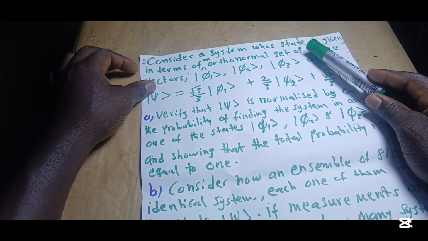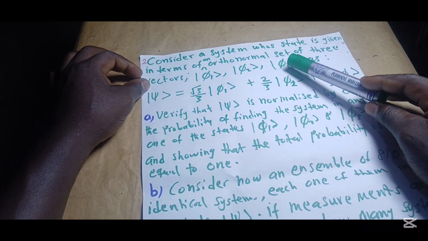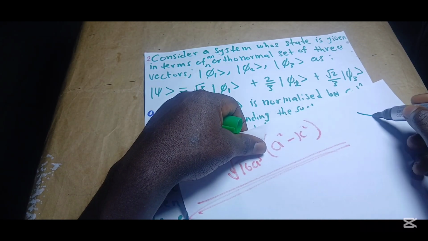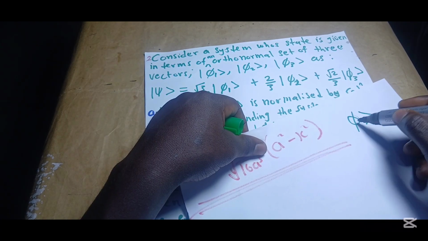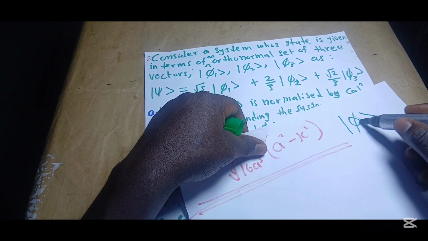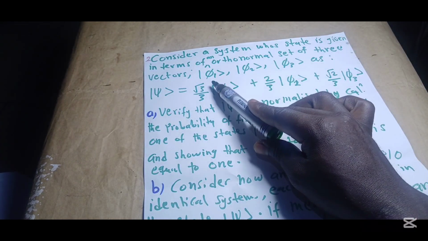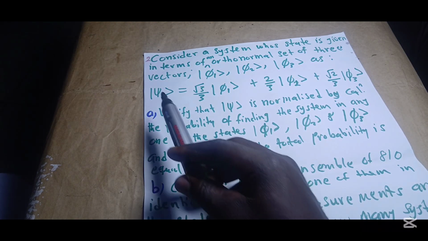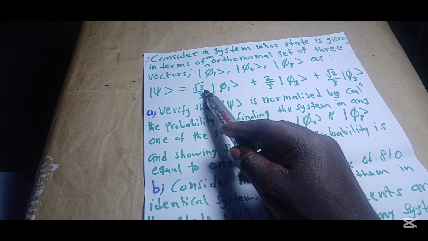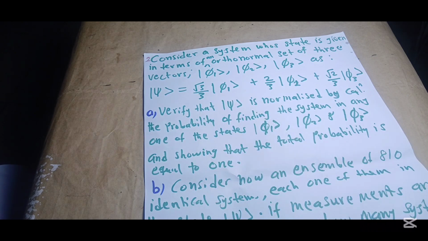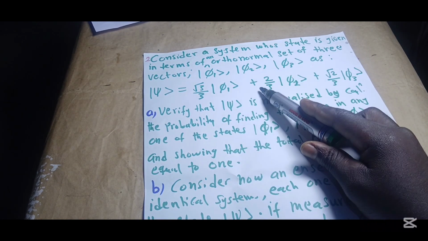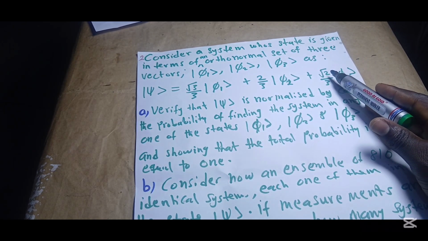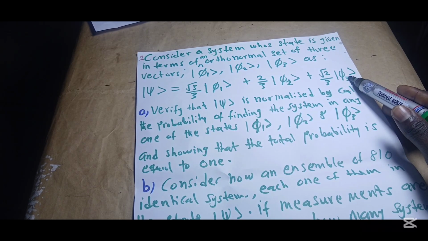Consider a system whose state is given in terms of an orthonormal set of 3 vectors. This symbol in quantum mechanics is called ket. It's normally used to represent the state of a system. So this is ket phi. So ket phi 1, ket phi 2, ket phi 3 as ket psi equal square root of 3 over 3 ket phi 1 plus 2 over 3 ket phi 2 plus square root of 2 over 3 ket phi 3.